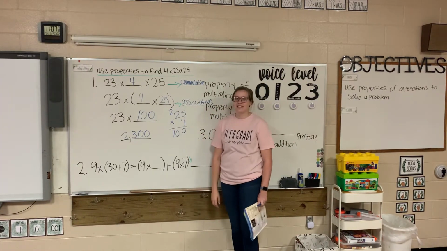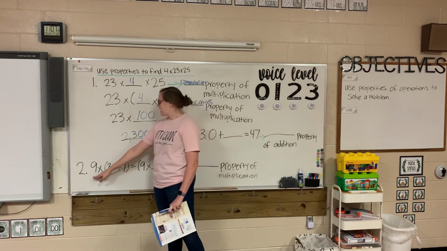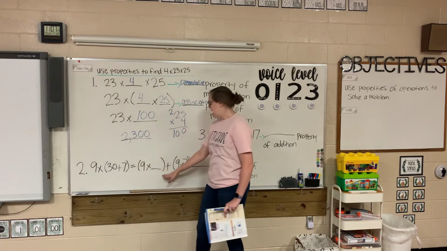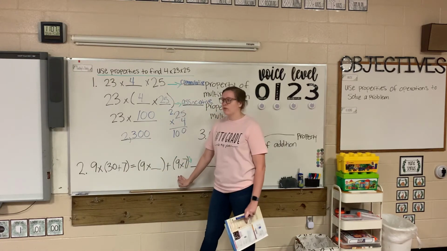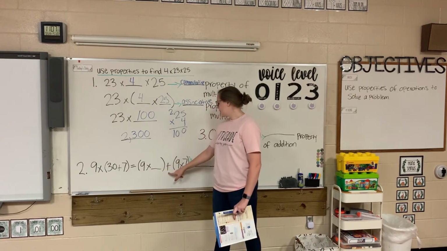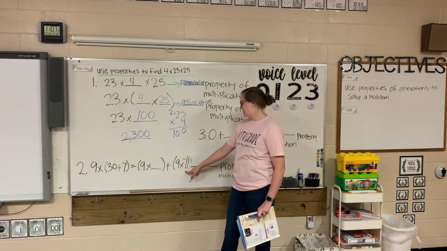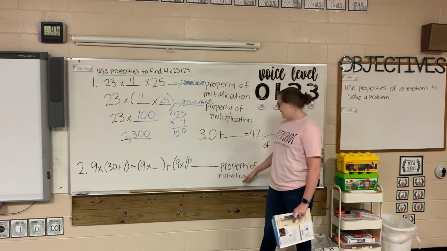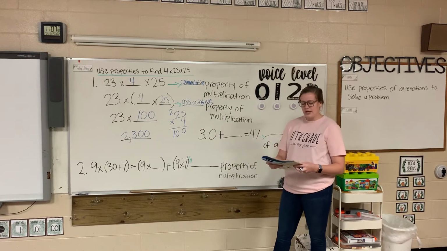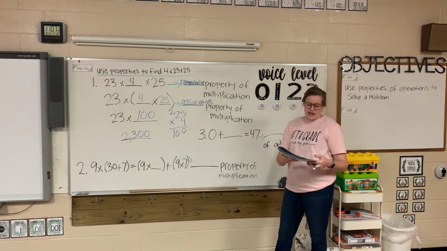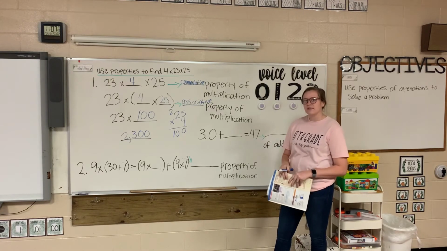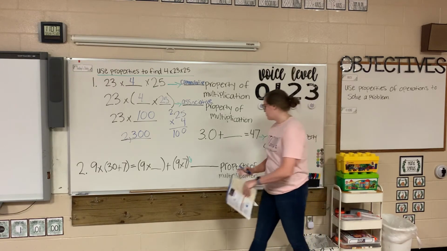So let's move on to our second problem. It says 9 times 30 plus 7. And you can see that they started to rearrange it for us, and they grouped 9 times blank plus 9 times 7. Let's think about what property they're trying to get us to use in order to solve this problem. Our options are commutative, associative, identity, or the distributive property. Which one do you think we're using? That's right, the distributive property.